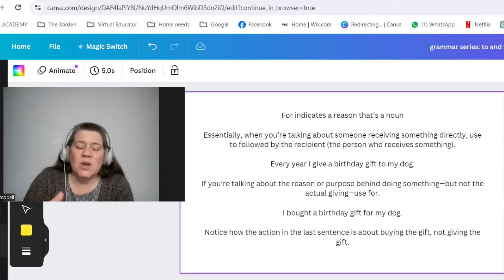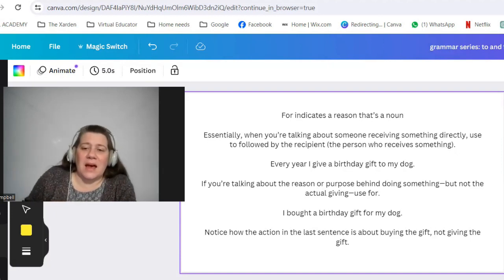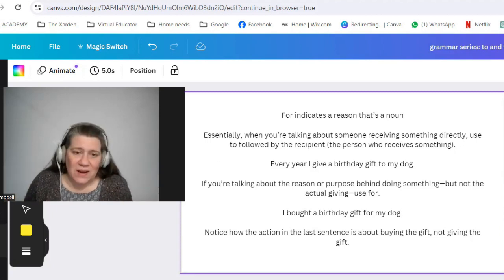My husband washes the dishes for me every day. It's one of the ways he shows me he loves me. He does this thing for me. It's focused on what he's doing. If he gives me a gift, he gives the gift to me. Okay? And that is a very quick rundown of 2 and 4.